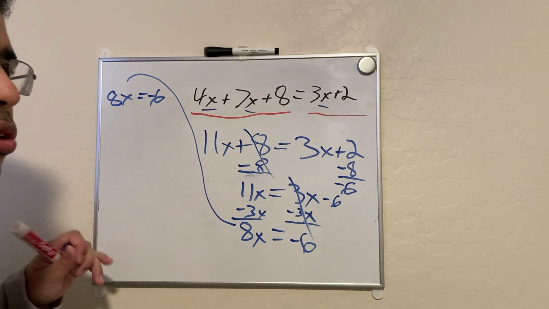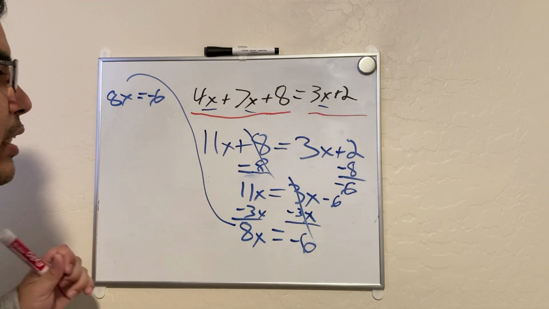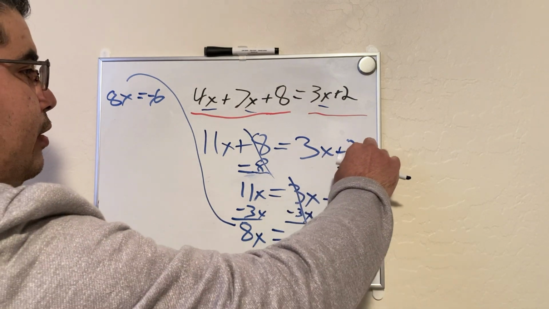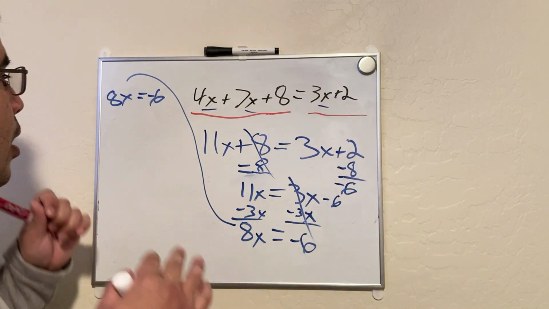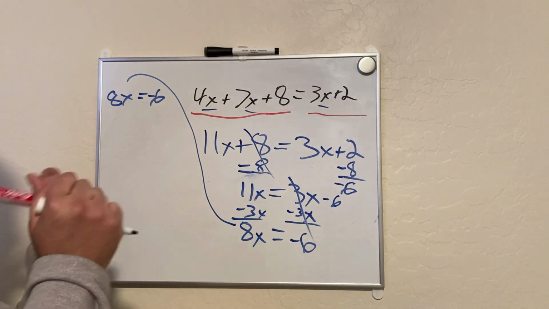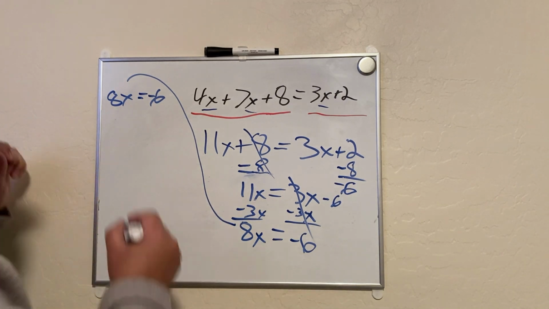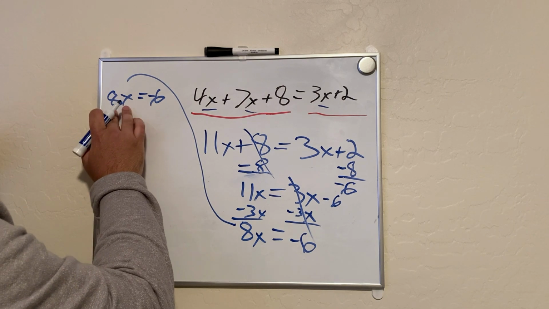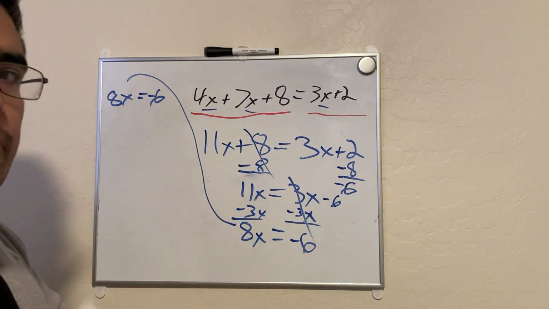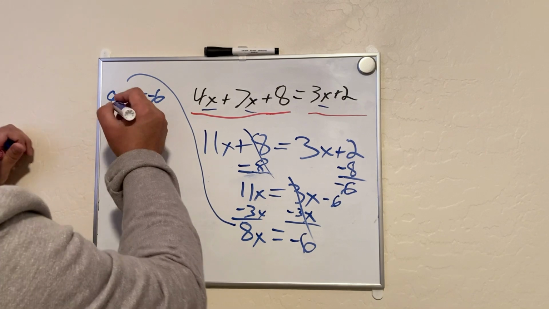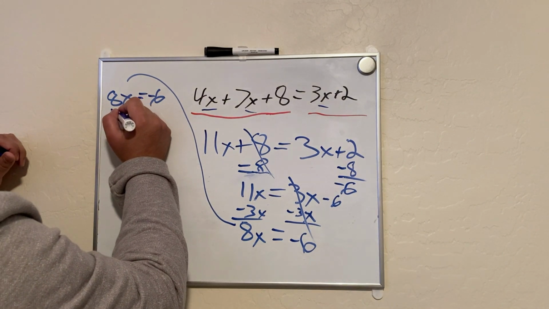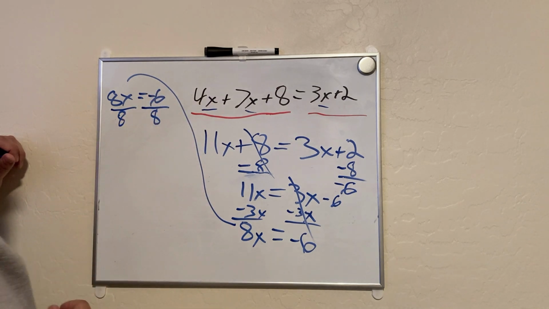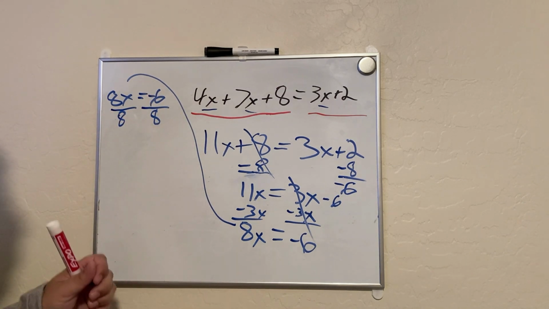In order to get rid of this 8, it's a little harder than just getting rid of this 6, or getting rid of this negative 8. Because it's so close together, we have to divide. We have to divide by 8, because essentially 8 is being multiplied by x. And the opposite of multiplication is division. So we have to divide by 8 on one side. We have to do it to the other side as well. Divide by 8, divide by 8.